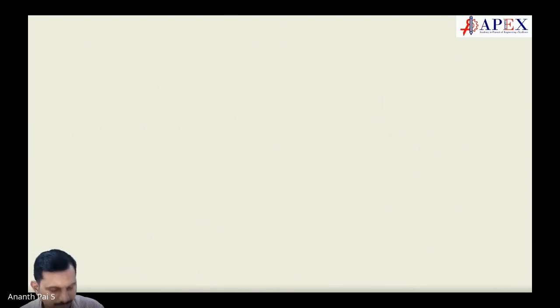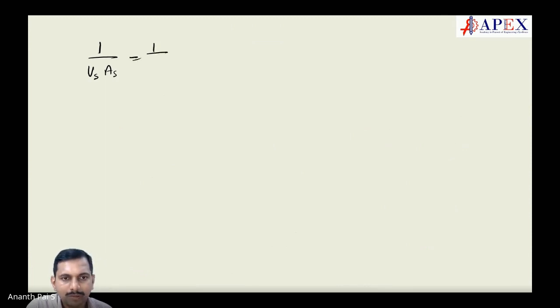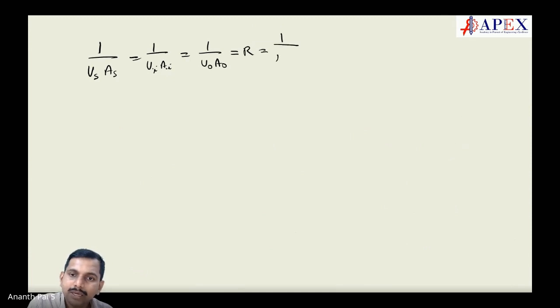So, now, here what happens? So, 1 by Us As, area of any surface, is equal to 1 by Ui Ai, right? Ui Ai is equal to 1 by U naught A naught is equal to R, which is equal to 1 by hi Ai plus R wall plus 1 by h naught A naught.